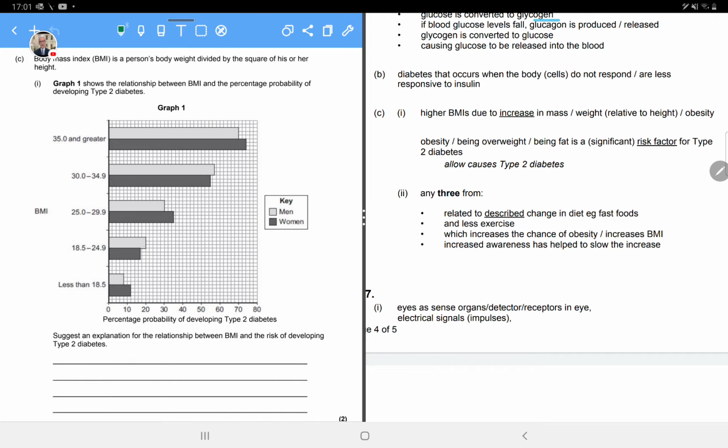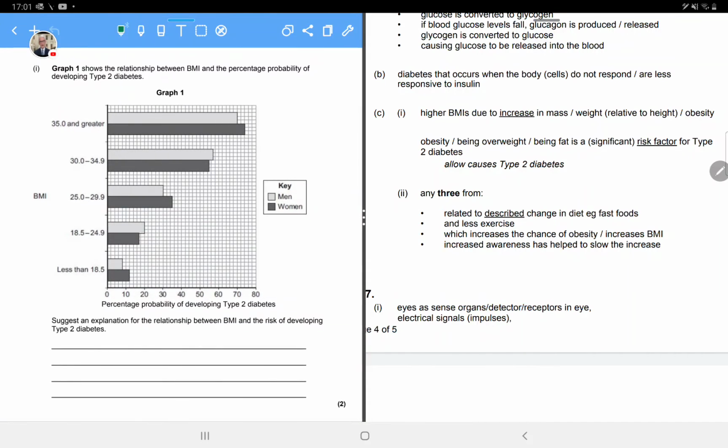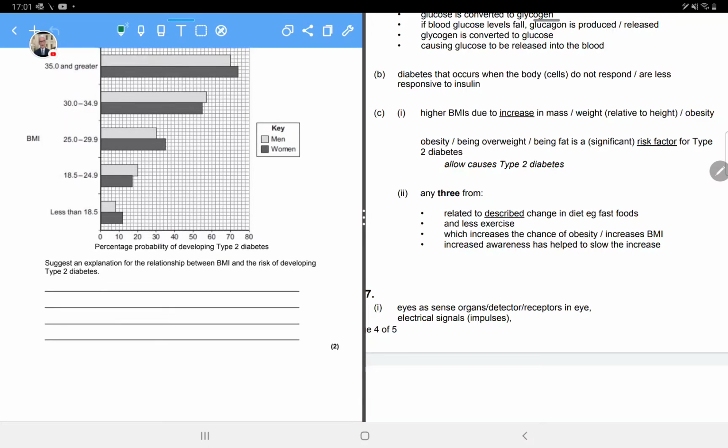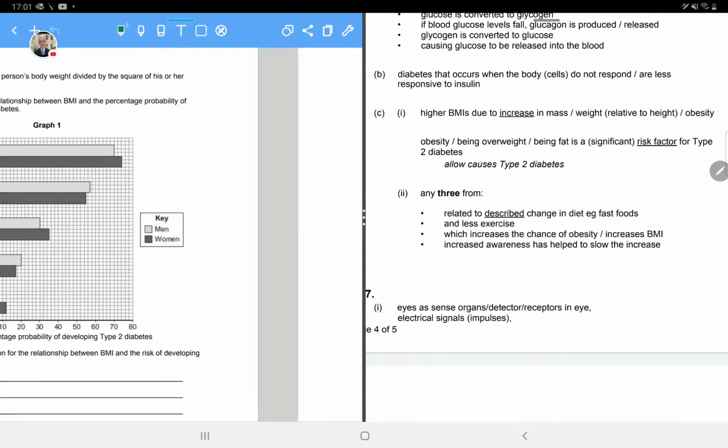Really good to see that. And that will be exactly the same in your exam. If this comes up, you need to use risk factor and you need to use obesity, being overweight. Obviously, obesity is the better technical term. Okay, if we move on to the next question.